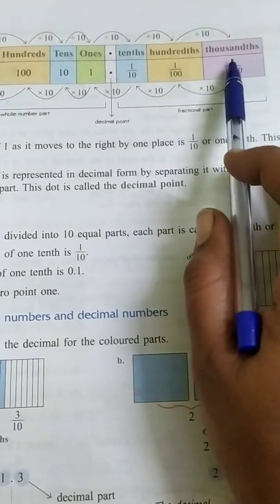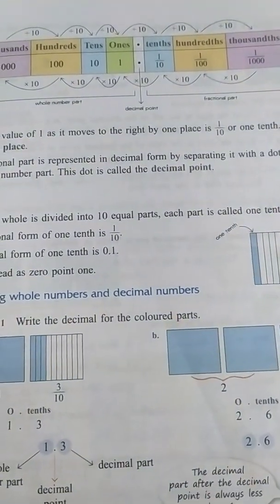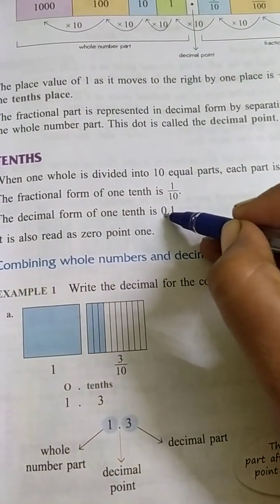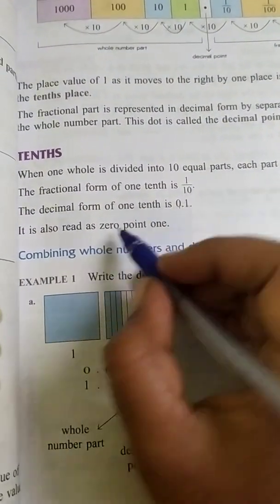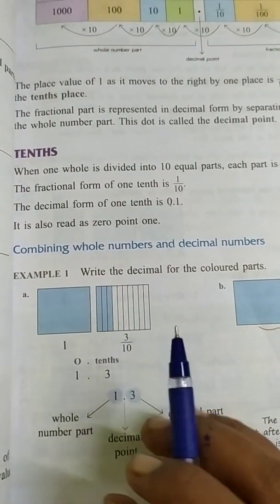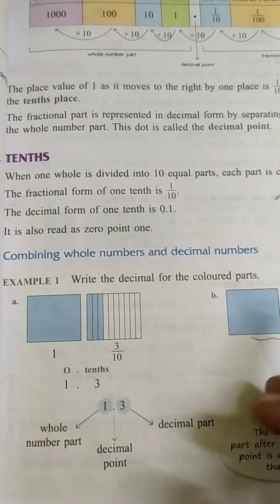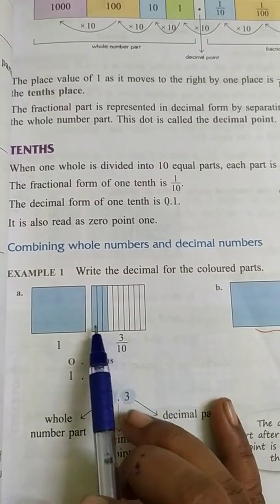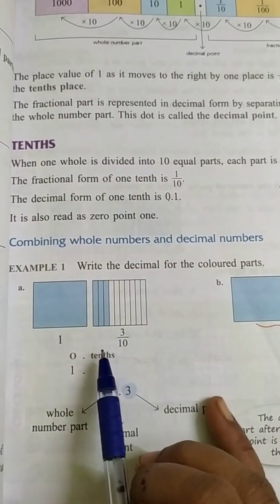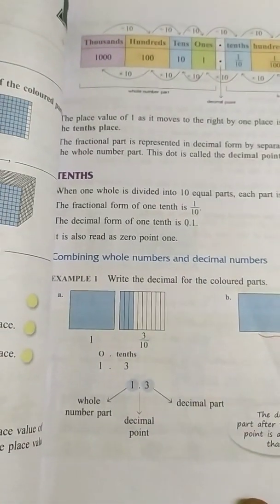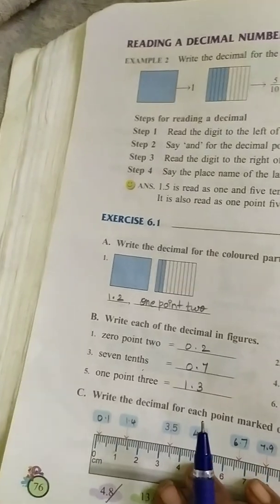1/10th, 1/100th, 1/1000th, like this you will be reading the numbers. Next, 1/10 can be written as 0.1. You will be reading it as 0.1. Now, how will you write the colored picture in decimal? This is one whole part. In this whole part, how many were colored? Out of 10, 3 were colored. So it is 1.3. This is how you will be writing.